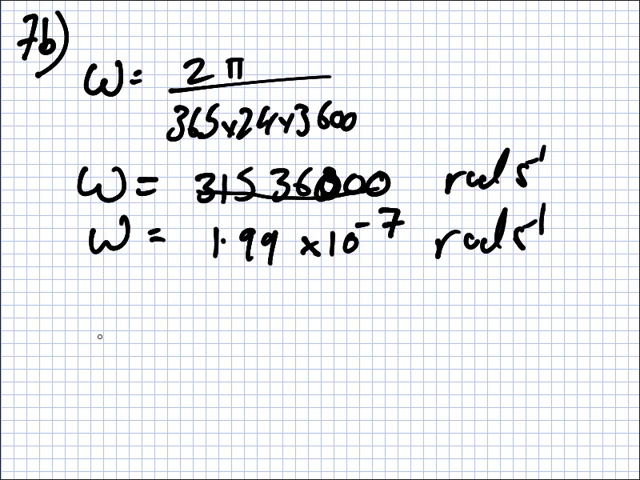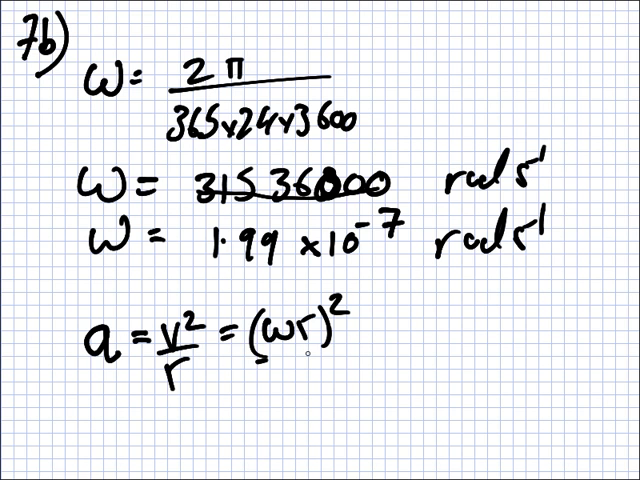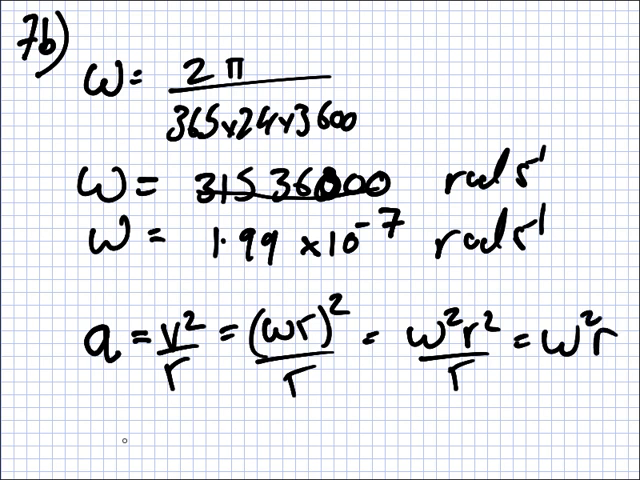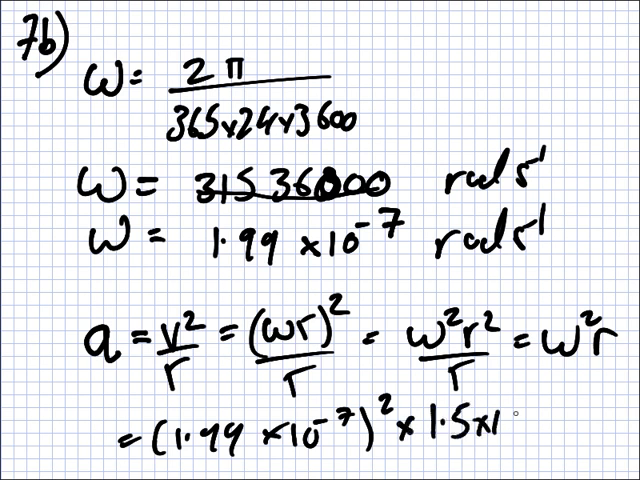Okay. And then the last part is what's the acceleration? You could use the formula v squared over r, and then you can say v is omega r. Yeah, that's the one I used. So that's omega squared r squared over r, which equals omega squared r, which equals 1.99 times 10 to the minus 7 squared, and then the radius is 1.5 times 10 to the 11 meters, because it's 10 to the 8 kilometers.